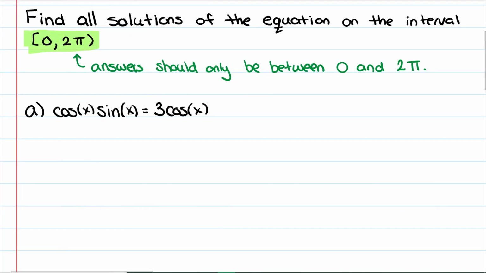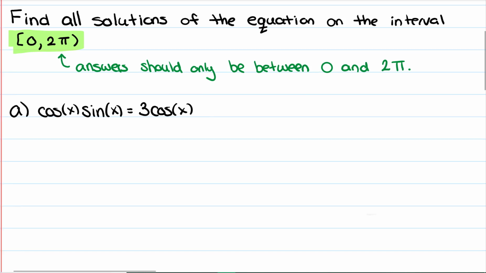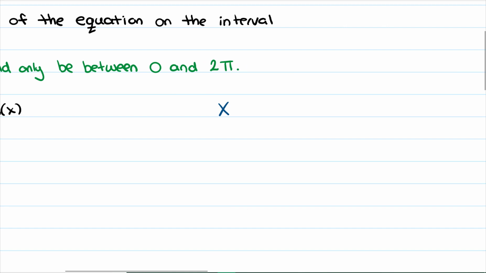So for part A, we're going to go ahead and solve cosine of x times sine of x equals 3 cosine of x. Before we even start this though, I want to show you a quick example of a simpler equation. If we were to have x is equal to 2x, one thing you would not do is divide by x, because then you would get 1 is equal to 2. If you did this, that would not make any sense. What you have to do is subtract x from both sides, and you get 0 is equal to x.